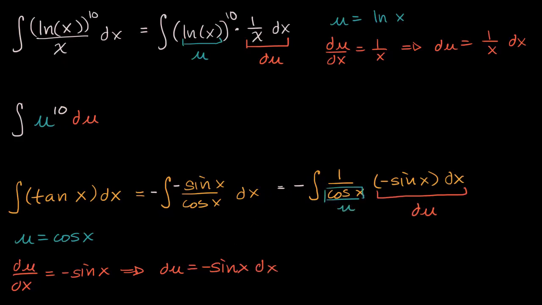And so my whole thing has now simplified to the negative indefinite integral of 1 over u du, which is a much easier integral to evaluate. And then once you evaluate this, you back substitute cosine of x for u.